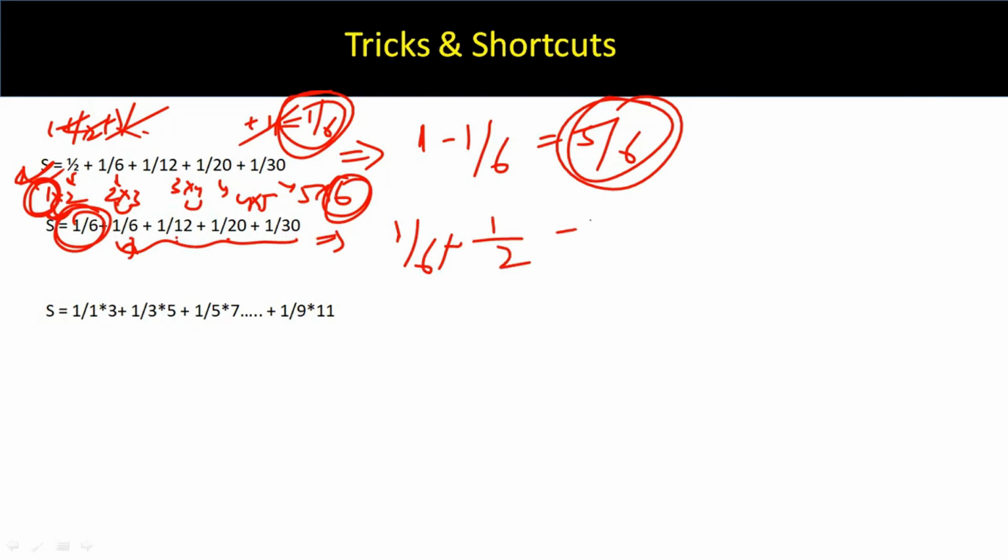So this is nothing but 1 by 2 minus 1 by 6. So it gets cancelled and this is nothing but half. That is how you have to do it in a one liner.